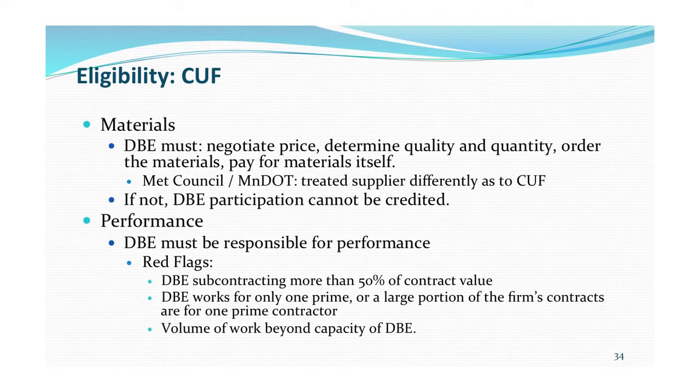If you're a material supplier, you've got to negotiate price. You have to have a yard in which this material can be delivered. You have to be a regular supplier. You've got to pay for the materials yourself. Otherwise, you're just a broker. And you might be able to get 3% for that, but you're not going to get the full 60 or 100% that you want to claim for the supplier.